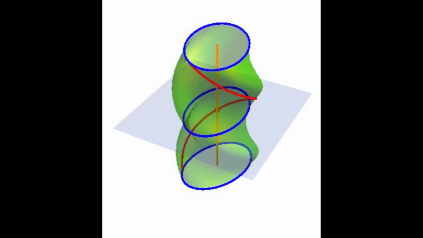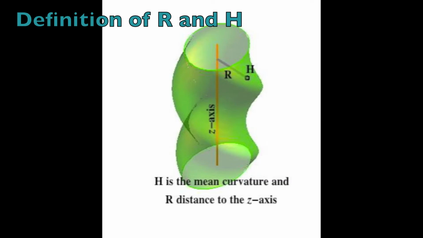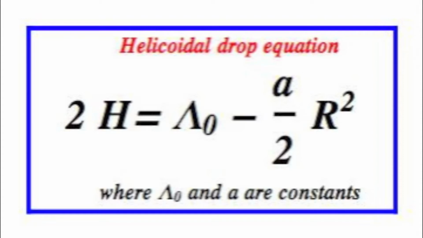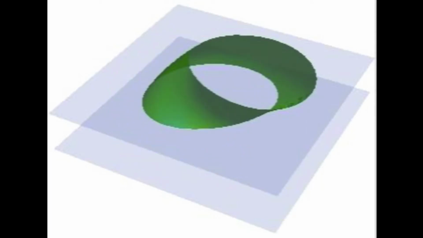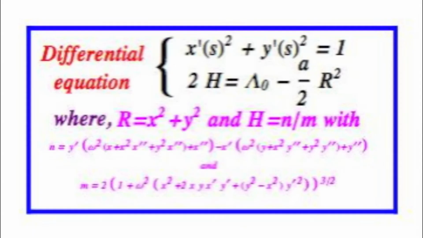For a given helicoidal surface, we denote by capital R the distance from a point in the surface to the axis of symmetry. We will study helicoidal surfaces that satisfy this equation. These surfaces represent the boundary of a drop that is rotating about an axis. This is the system of ordinary differential equations that we need to solve in order to find solutions of the rotating drop equation.